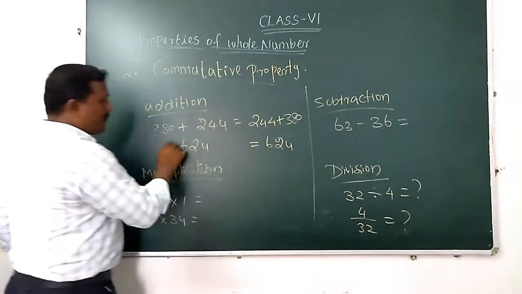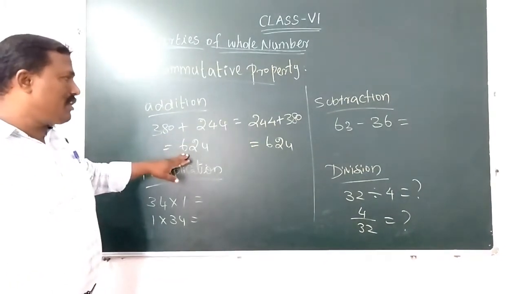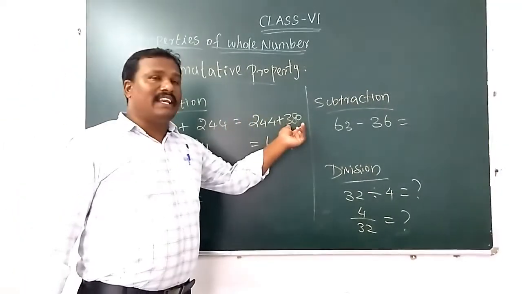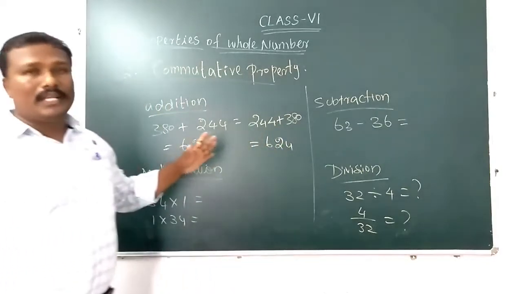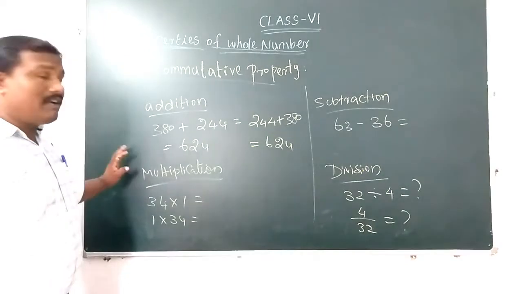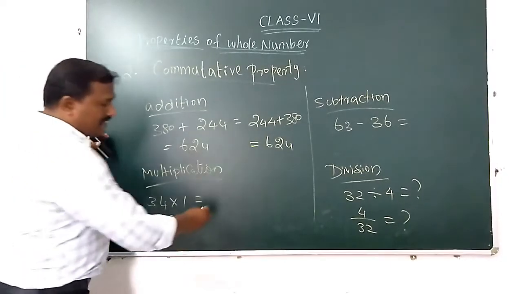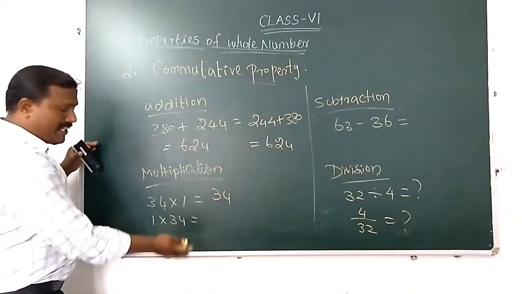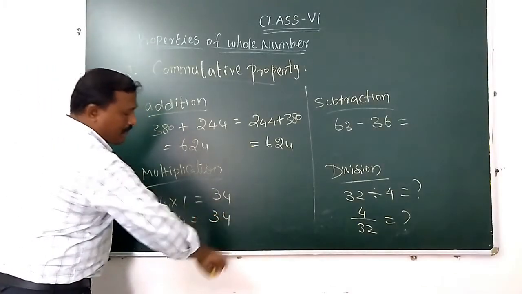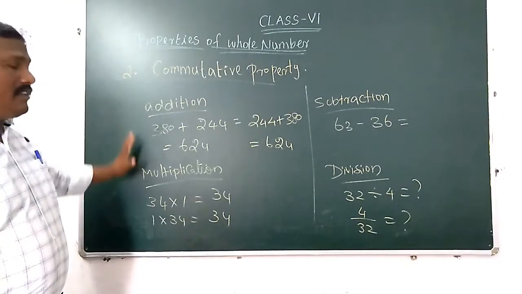The result is the same. Commutative property, when we add two whole numbers, here 380, here 244, 624. Here 244, the number 380, 624, same. So commutative property is true when we are doing addition. Okay. Now multiplication. Here 34 and 1. If you multiply this, you will get 34. If you change the place, 34 this side, 1 this side, again the result is the same. So the commutative property is true when we are doing addition and multiplication.